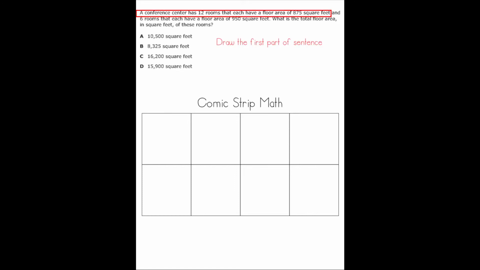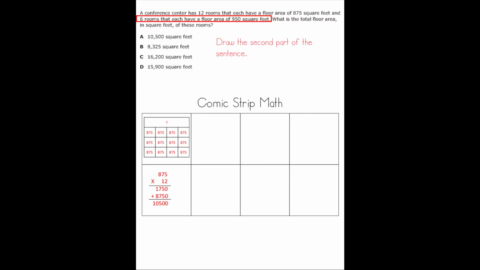Then we're going to draw the first part of the sentence. I'm going to choose to draw it as a strip diagram. It's easier for me to see that way. And then answer the questions. Do we know the total? No. Do we have equal groups? Yes. What is the operation? To multiply. So then in the next box, we're going to multiply that out.